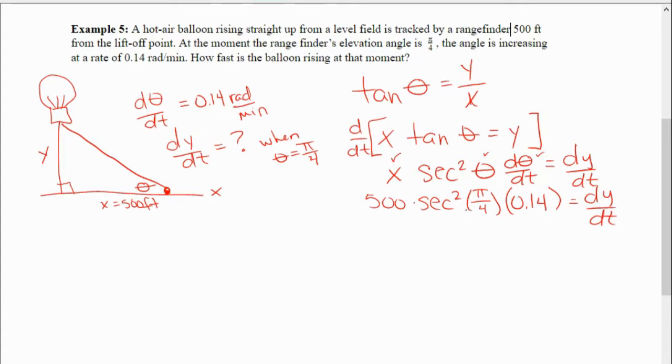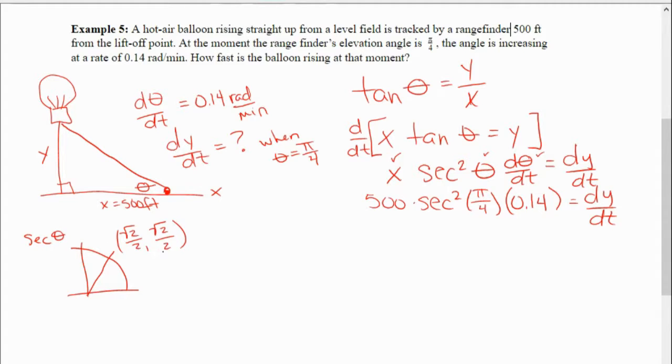Well, wait a minute. Let's do a little trick here. What is the secant squared of pi over 4? Let's just remember, pi over 4, if you recall, is a 45-degree angle, right? The coordinates here are square root of 2 over 2, square root of 2 over 2. Okay, secant is the reciprocal of cosine.